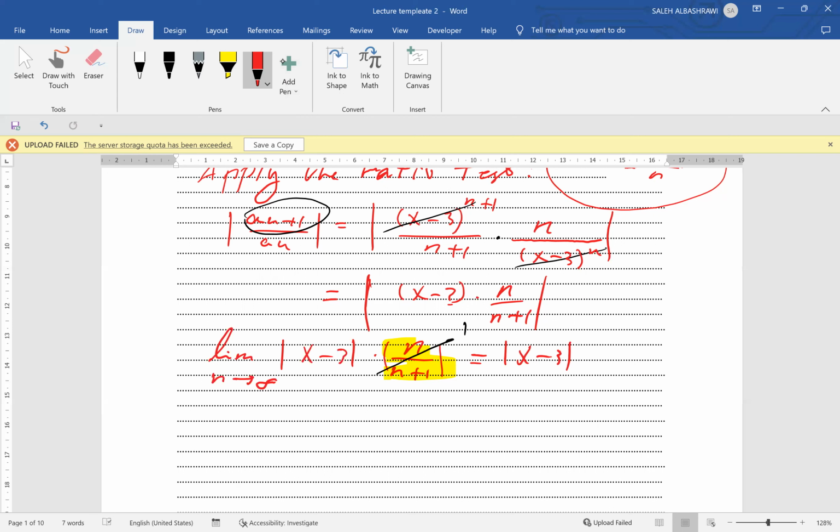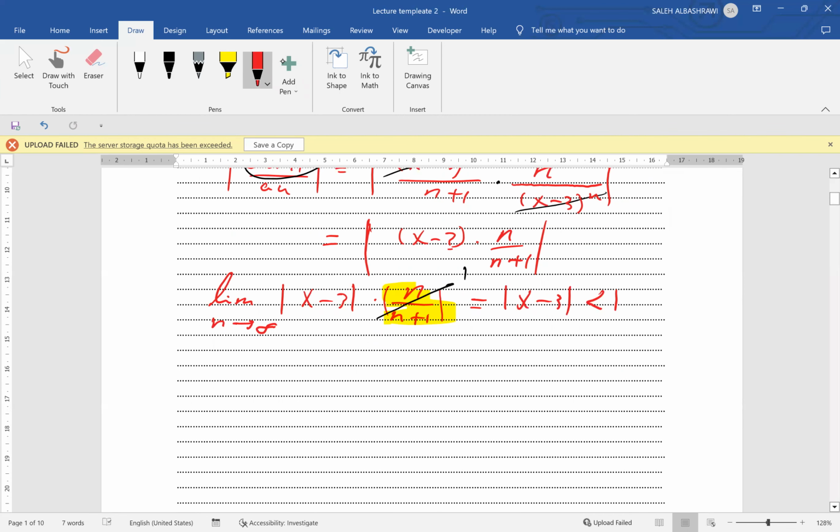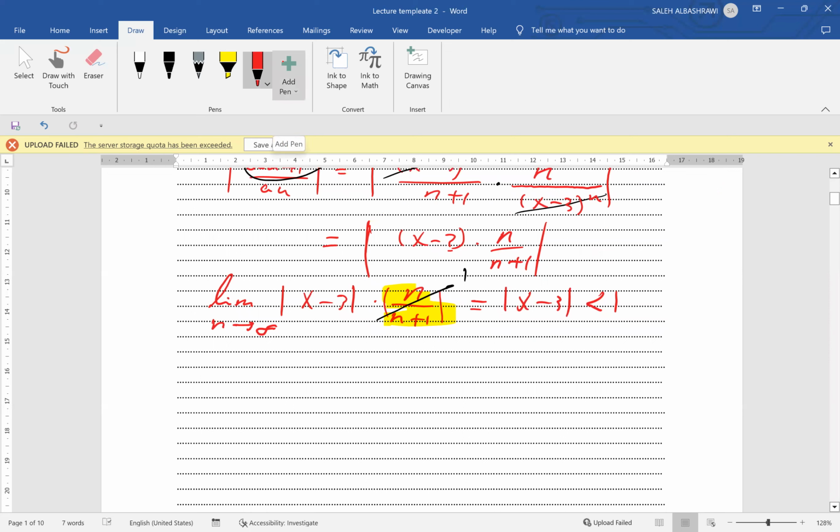Now, by the ratio test, this series is convergent if the ratio is less than 1. So this series will be convergent if the absolute value of x minus 3 is less than 1. So we have an inequality. It is convergent if this condition is satisfied, which means minus 1 less than x minus 3 less than 1. So I can move minus 3 to the other side, adding plus 3.